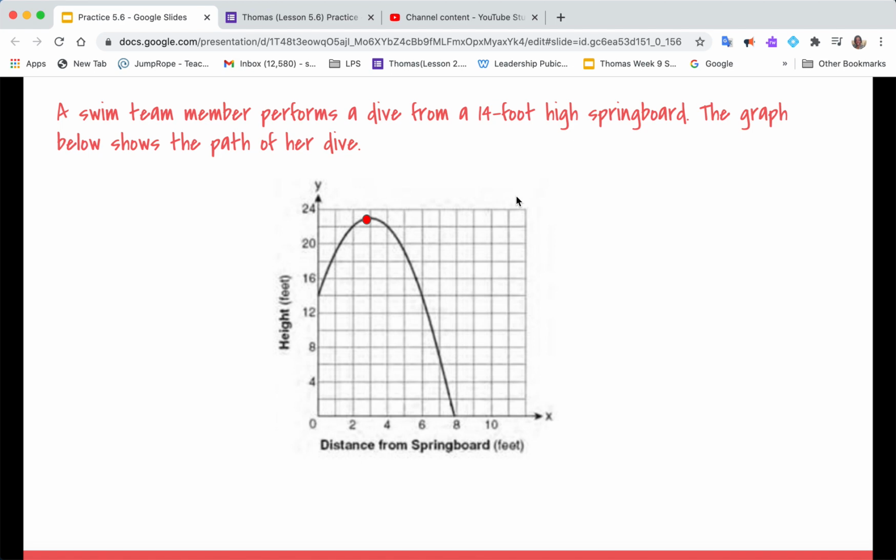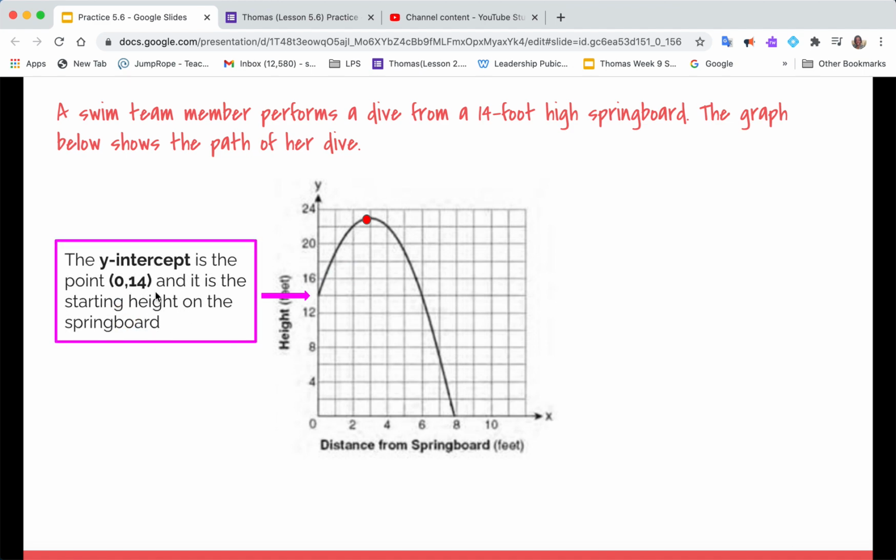So going back to features of a function or a graph, the y-intercept occurs where your graph intersects, cuts, or crosses the y-axis. So that is going to be the point right here. That is the point (0, 14). And what does it mean in this context? Well, in this context, it is the starting height of the springboard, and generally the y-intercept is the starting point for most of our graphs.